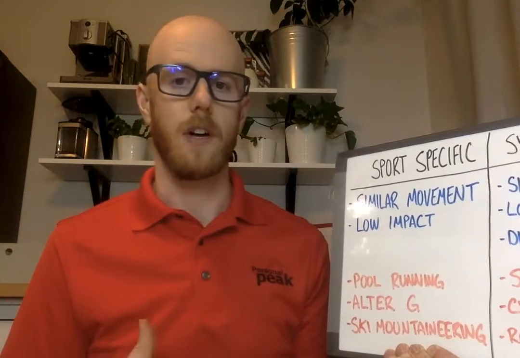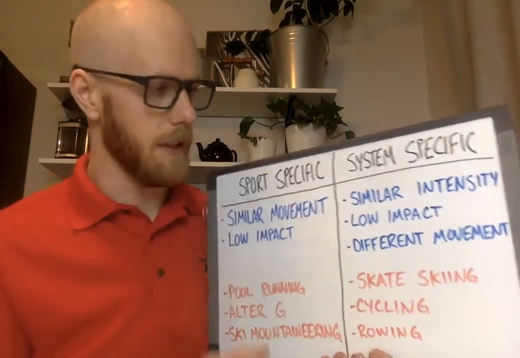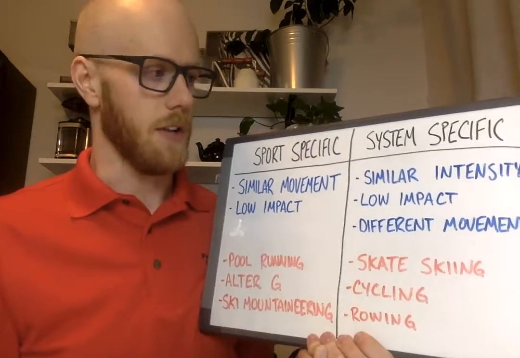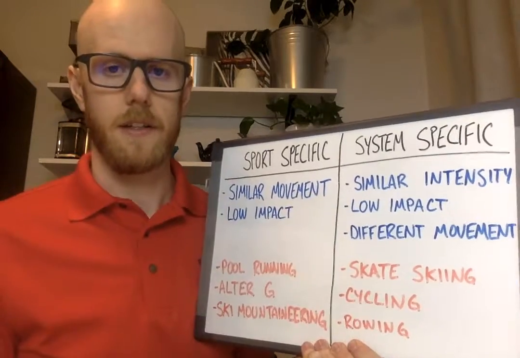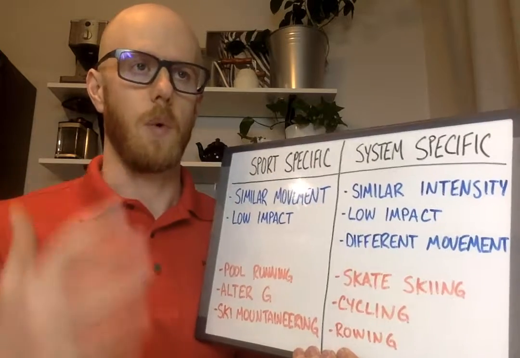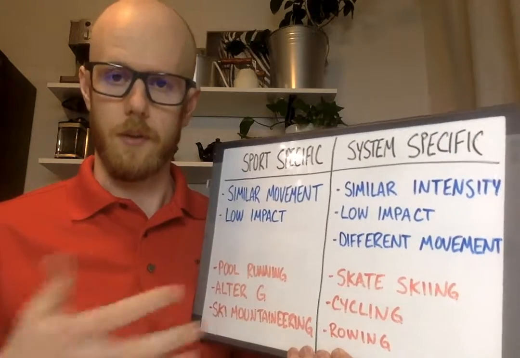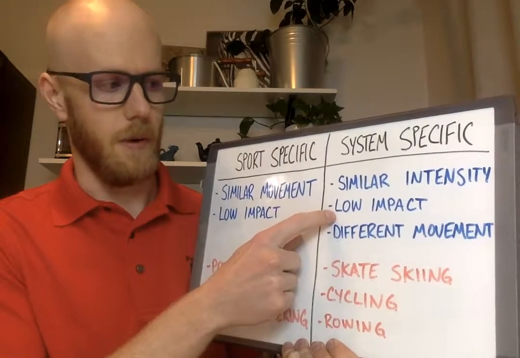Then moving on from there, we've got our system-specific cross training. So I'll scoot over a little bit. With the system-specific cross-training, we want to have something that's going to be a similar intensity to the running. So metabolically, you want to get your heart going. You want to be working in a similar zone that you would if you were to go out for a run. Again, we want to make sure that our system-specific cross-training is low impact.